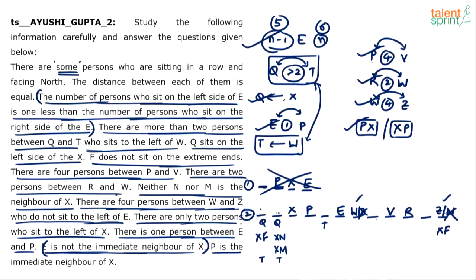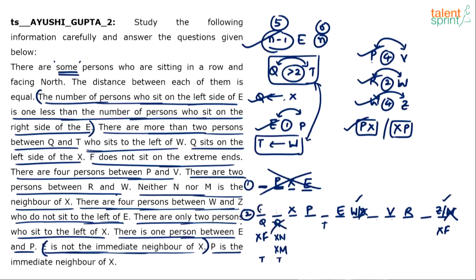Because if Q comes here, the only place where T can come is this. Then there will be 2 persons between Q and T. But there have to be more than 2 persons according to the condition. And T cannot be a neighbor of Q also, because there have to be more than 2 persons between Q and T. So Q cannot come in this position, because if Q comes here, T can neither take this place, they become immediate neighbors. There have to be more than 2 persons, so they cannot be immediate neighbors. And T also cannot come in this position, because even in that case there will be only 2 persons between Q and T. So Q cannot come in this position.